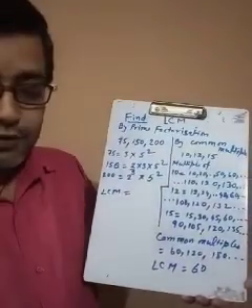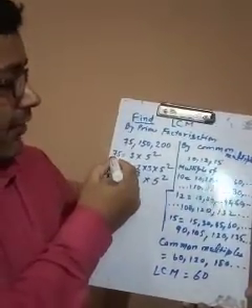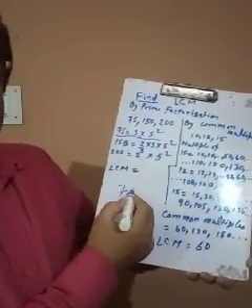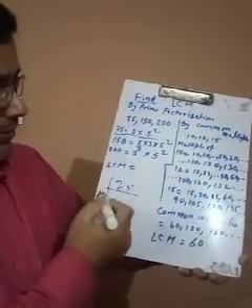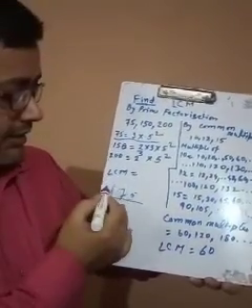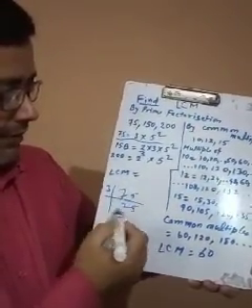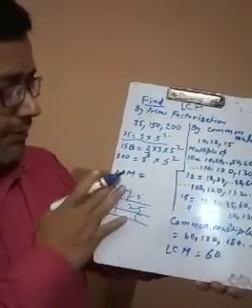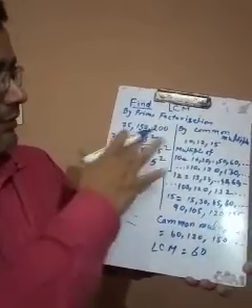First I go for the prime factorization of 75. In the same way, we write 75 and divide it by the lowest prime number, starting from 3. This gives 25, then again by 5, this is again 5. So this is 3 into 5 into 5. We write here 3 into 5 square.